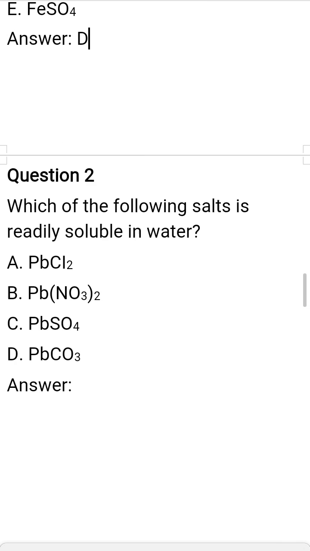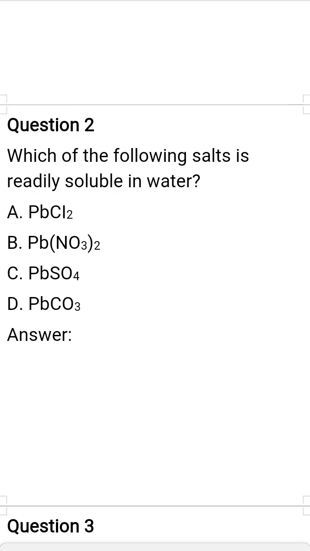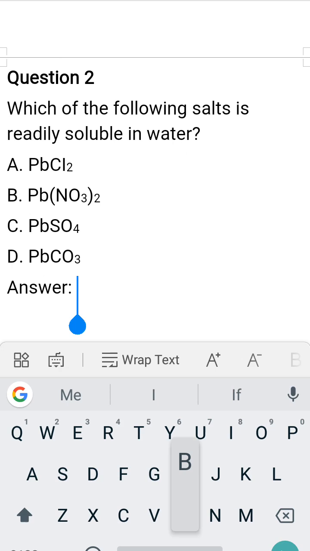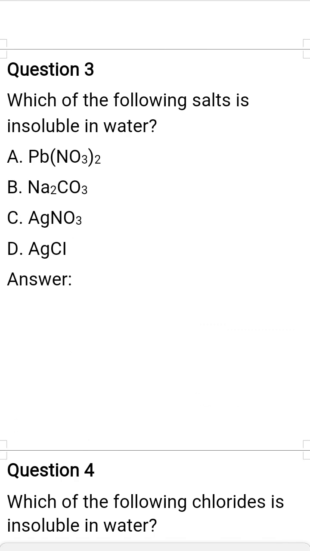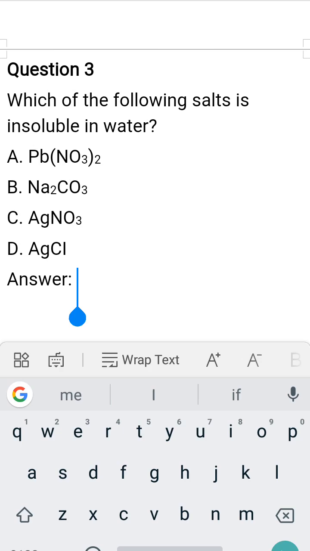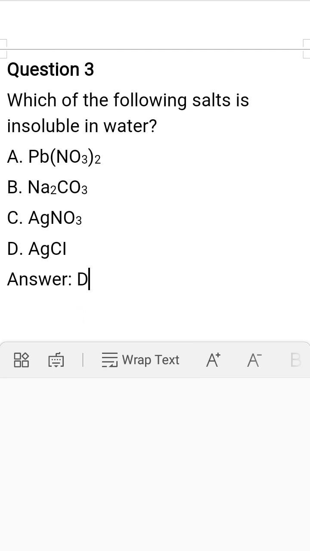We now make progress to question number 2. Which of the following salts is readily soluble in water? We said all nitrates are soluble, and so lead nitrate will be the correct answer, making option B correct. Then we make progress to question number 3. Which of the following salts is insoluble in water? Now we said all chlorides are soluble except those of the Silemeku group, and silver is one of the members of Silemeku. So the answer is silver chloride. Yes, silver chloride is correct.